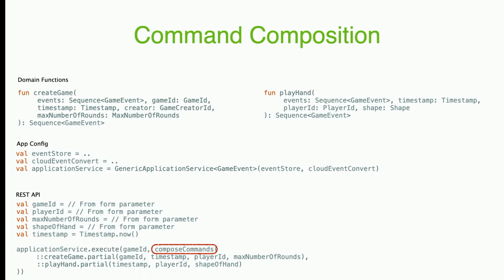The reason for that is that in your domain model, those may be expressed differently, but maybe in a REST API I don't want to first create a game and then start it. I just want to play, and then the game is started. You can do that without changing your domain model. Instead, you compose your functions using this compose command, and compose commands is really easy to write.